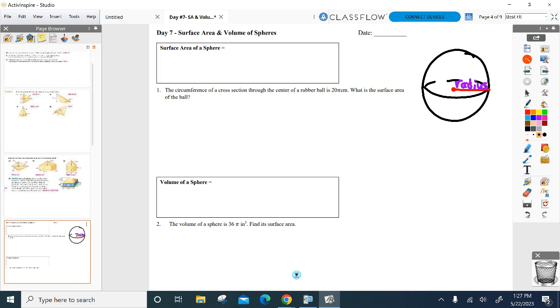Surface area of a sphere, don't even bother looking on your formula sheet. This is the only one you need to remember for Friday. Only one. So you might want to give yourself a little note here: not on formula sheet. It is your responsibility. Only one that we're going to talk about. And I say it's not on there, but it kind of is. Take a look at your formula sheet.